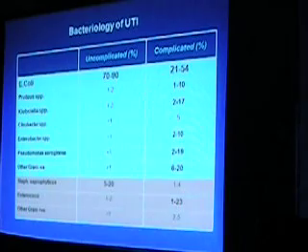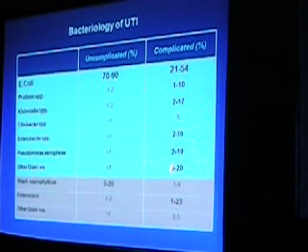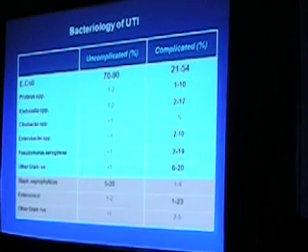Next slide. If you split this data into complicated and uncomplicated, note that in uncomplicated UTI, E. coli is the most common cause. And if you think about complicated UTI in predisposed individuals, even Pseudomonas and other gram-negative pathogens contribute significantly. This actually has an impact on choosing your therapy in patients with complicated urinary tract infections.